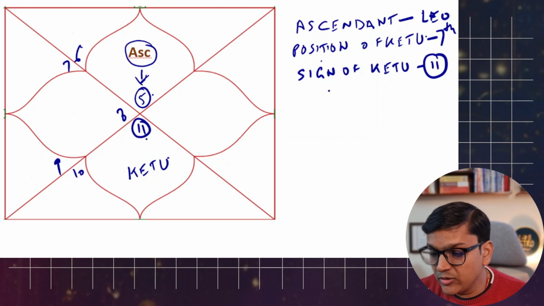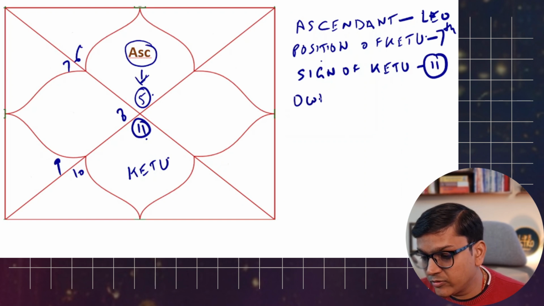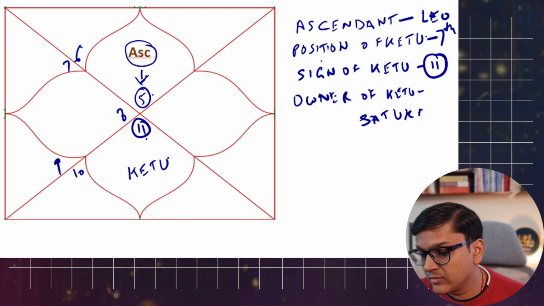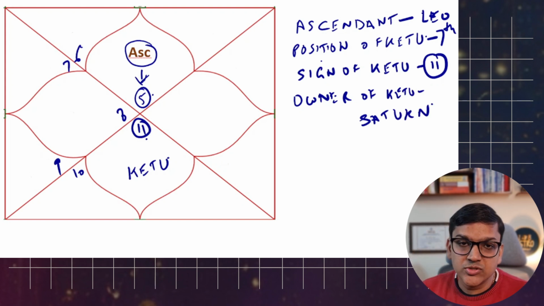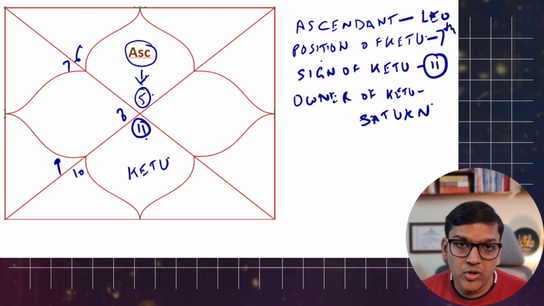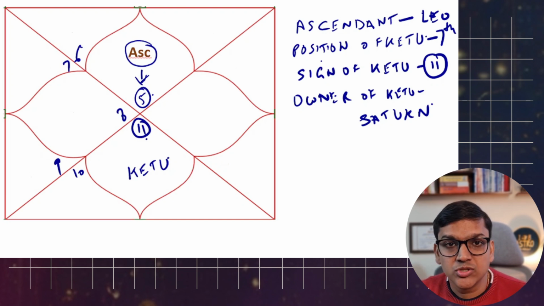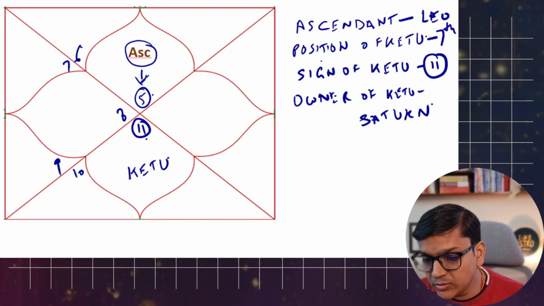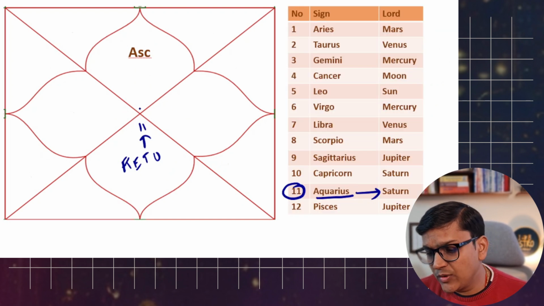So the fourth thing that you need to know is the owner of planet Ketu. For us, here it is the planet Saturn. So these four things you need to know. Then there are other things that we will go and see and analyze in this particular video itself. But these are the basic four things that you have to be aware of for evaluating if your Ketu is forming a Rajyoga or not. So let's evaluate the Ketu.